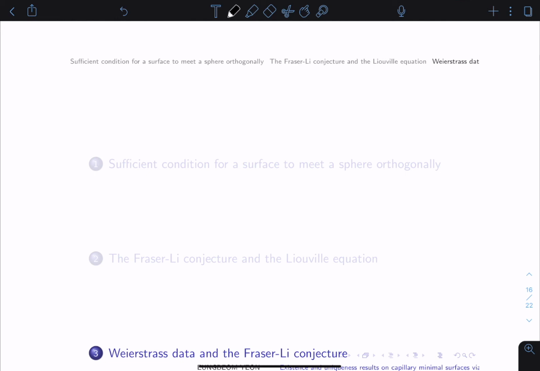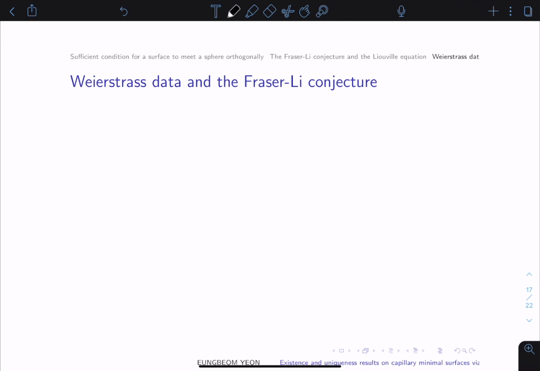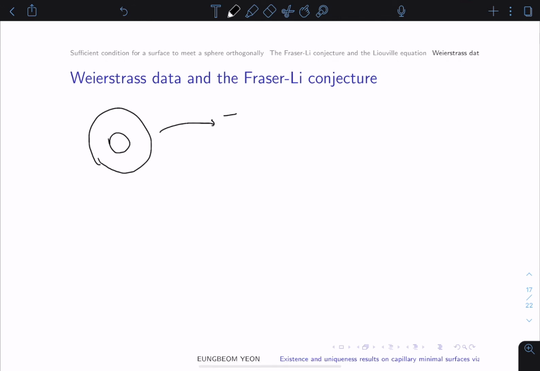We will now talk about Weierstrass data and the Fraser-Li conjecture. So what we know so far, we can consider this Fraser-Li conjecture in terms of Weierstrass data as follows. We can parameterize the free boundary minimal annulus in a concentric annulus here. So we get this immersion from an annulus A to sigma, and we denote this immersion by X.